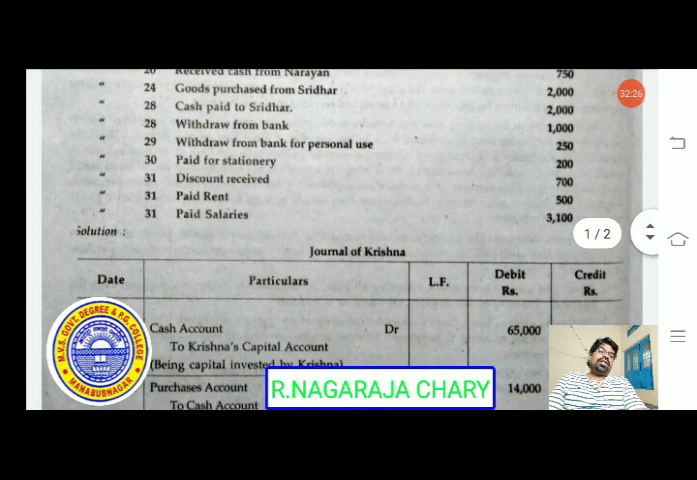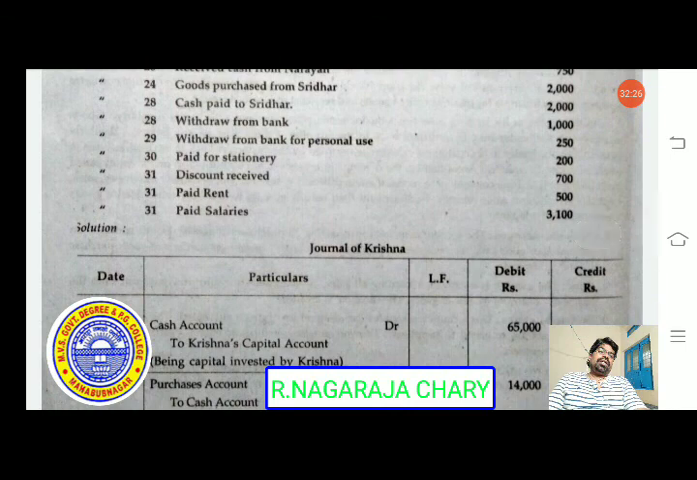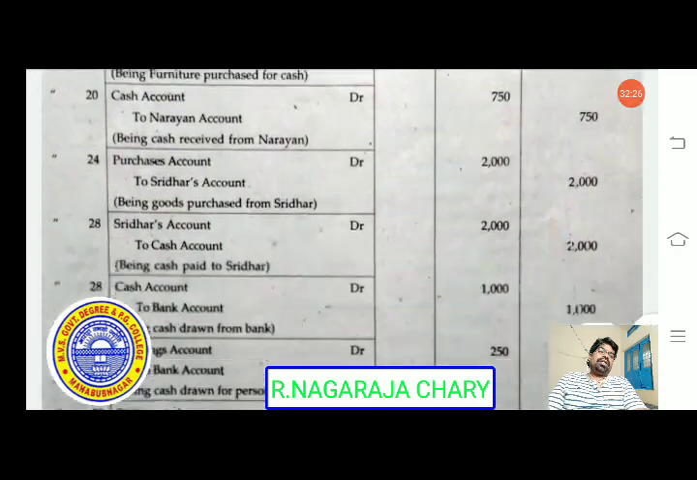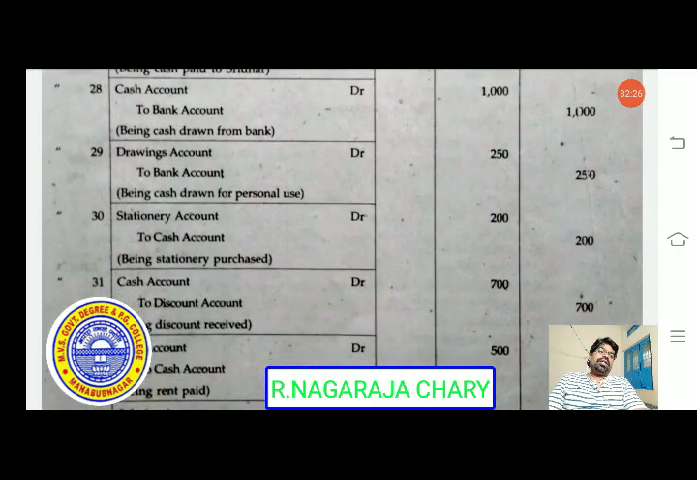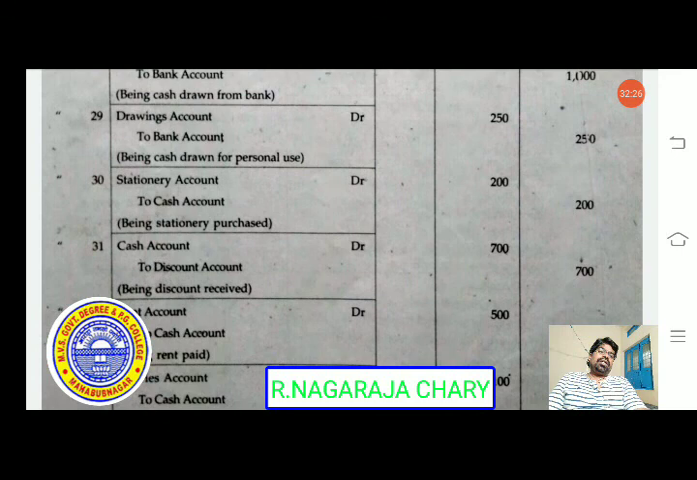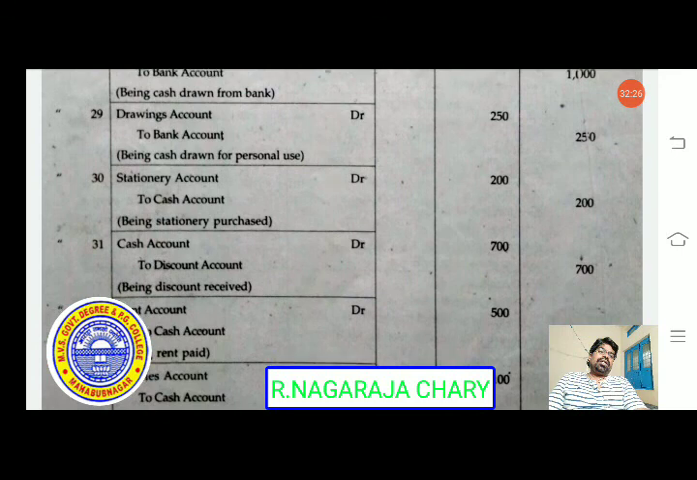Next we will see, on 30th, paid for stationery, that is 200 rupees. Cash is paid for stationery, that is 200 rupees. So stationery is an expenditure. So when we are purchasing stationery, we have to pay something.